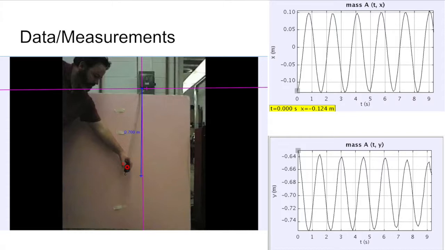Using Tracker, I was able to collect the mass of the object attached to the spring as well as its location as it oscillated in accordance to the scale that I set. I collected the x and y coordinates of the object just after it was released from rest. I also used a graph of the x position over time and the y position over time to further understand how the mass is oscillating.